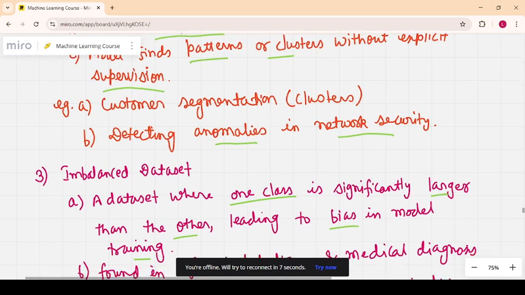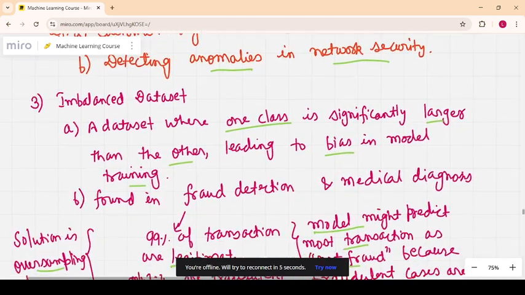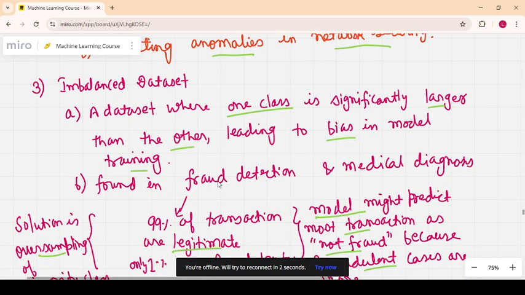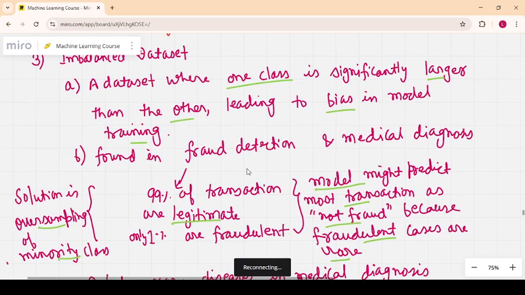And next is the imbalanced data set. Here, one class has a larger number of training examples. Training examples are nothing but rows, a large number of samples. We have a large number of training examples for one class than the other. So it will lead to a bias in the model. I will take an example.